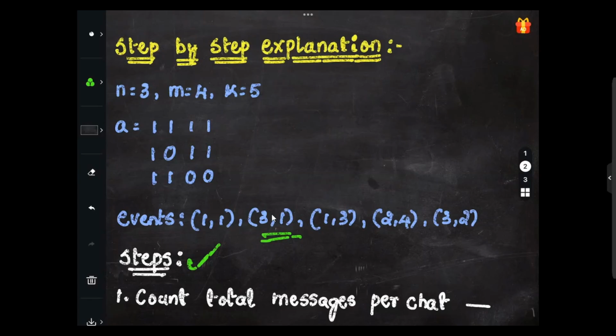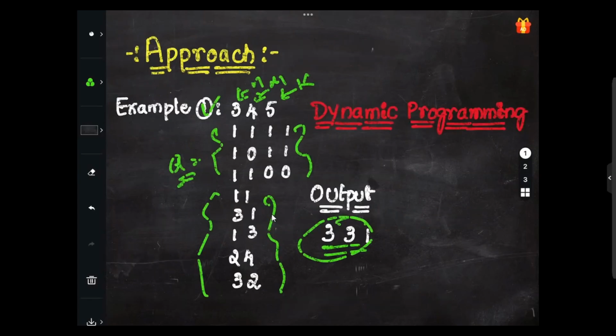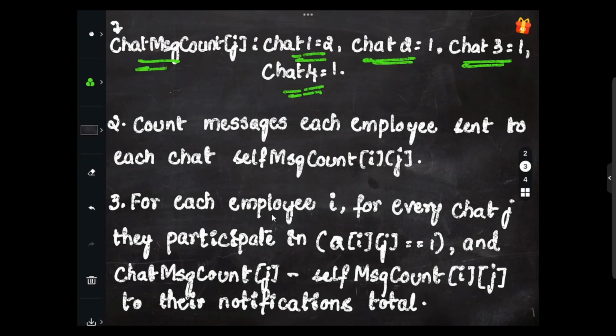Just give me a second. We have 2 1 1 1, right? So this is fine. Yeah, chat 1 is 2, chat 2 is 1, chat 3 is 1, and chat 4 equals 1.